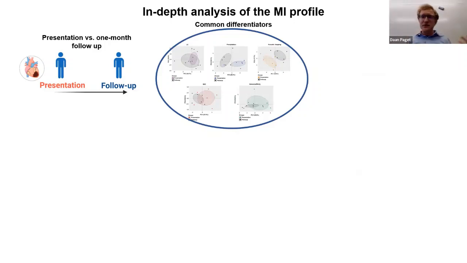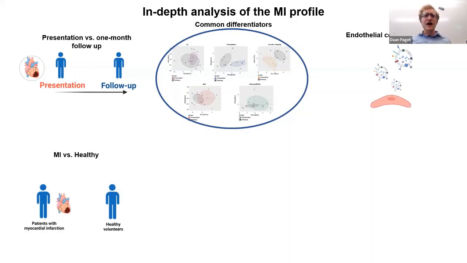And unfortunately, because this is work in progress, I can't really show the main markers, but what is interesting is that it mainly seems to be an endothelial cell-derived EV profile that is driving this difference between presentation and follow-up. And so this is work that we're currently working on right now, where we're looking more in depth at why we're seeing this endothelial cell-derived EV response.